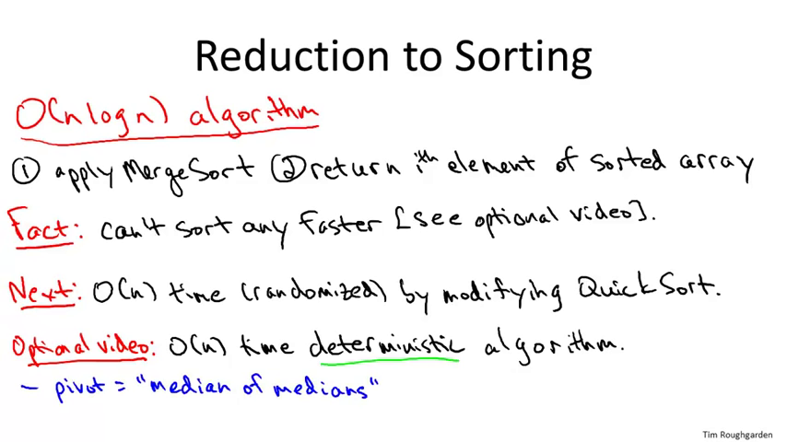I do feel compelled to warn you that if you're going to actually implement a selection algorithm, you should do the one that we discuss in this video, not the linear time one, because the one we'll discuss in this video has both smaller constants and works in place.